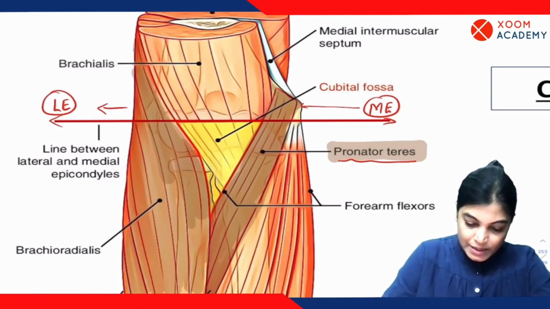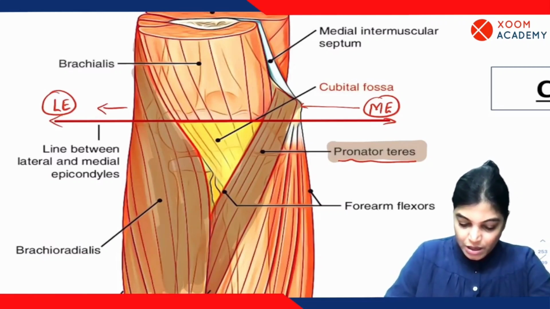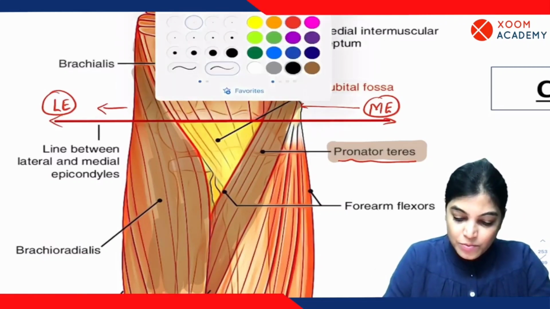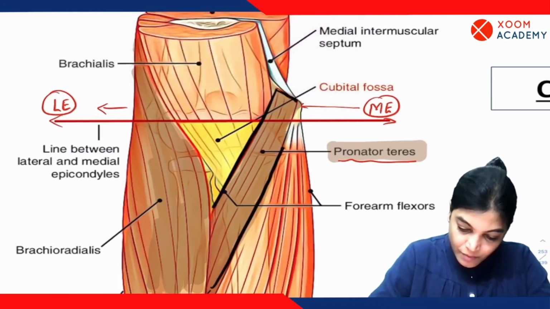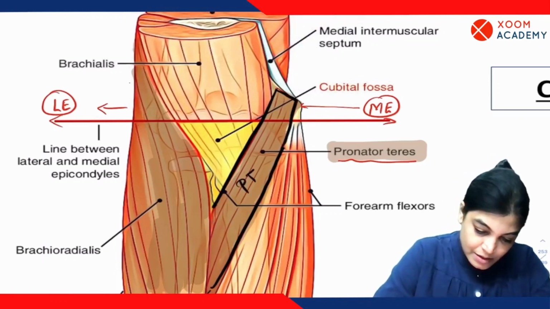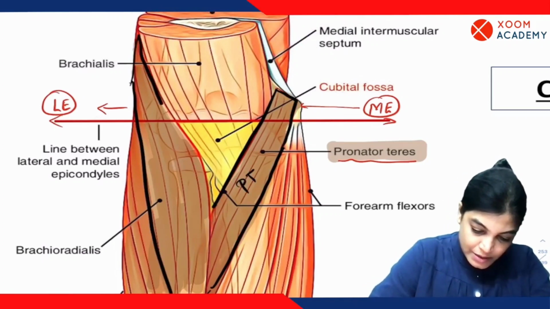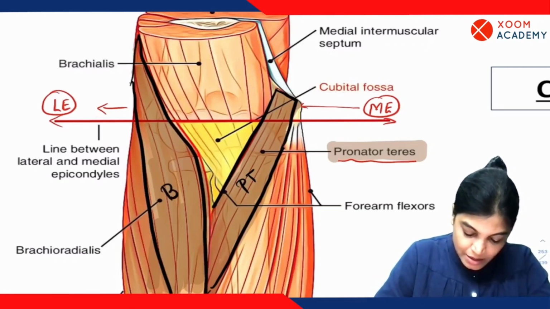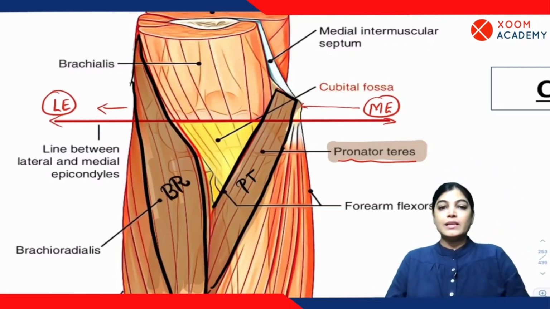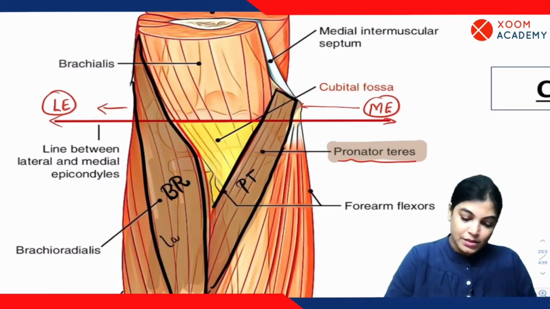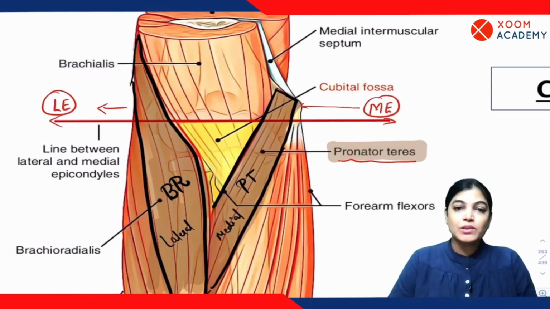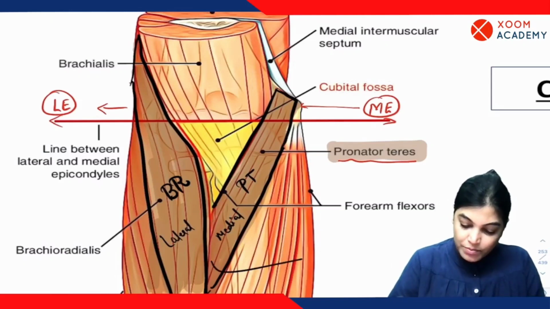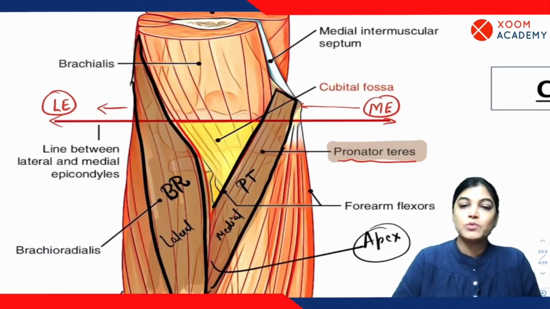Okay. So basically, we will see the brachioradialis muscle, which is shown along with the other extensor group of muscles. Here, this is the pronator teres muscle, PT. Here we will have the brachioradialis muscle, BR. So brachioradialis muscle is the lateral boundary and pronator teres is the medial boundary for the cubital fossa. Brachioradialis overlaps over the pronator teres muscle and this will lead to the formation of the apex. This is forming the apex of cubital fossa.